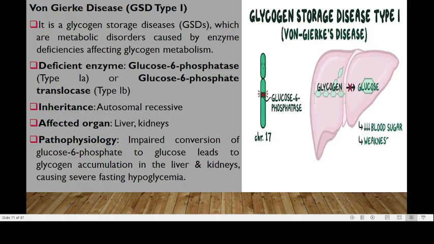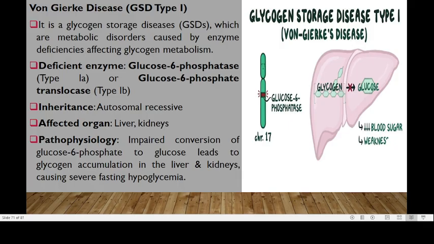The other metabolic disorder is the glycogen storage diseases. We have type 1 and type 2. Type 1 is von Gierke's and type 2 is Pompe's disease. Von Gierke's is a glycogen storage disease, a metabolic disorder caused by enzyme deficiencies affecting glycogen metabolism. The deficient enzyme in von Gierke's is glucose-6-phosphatase, type 1A or type 1B.